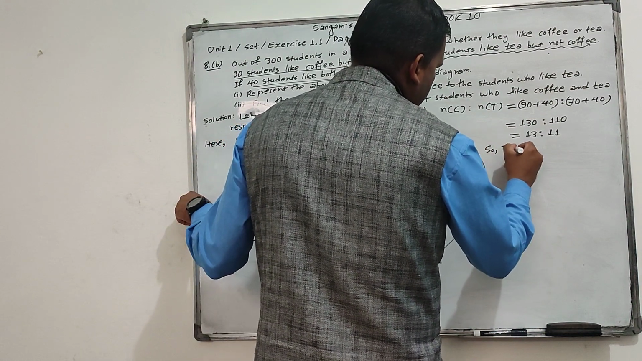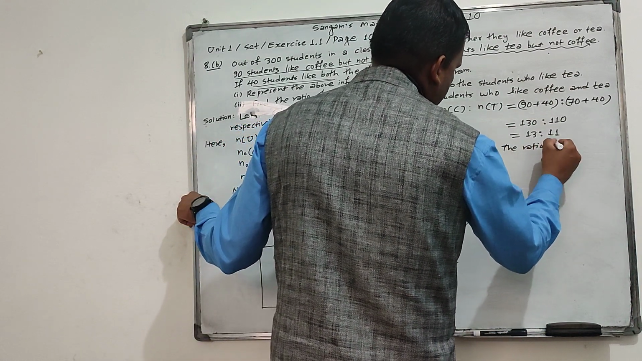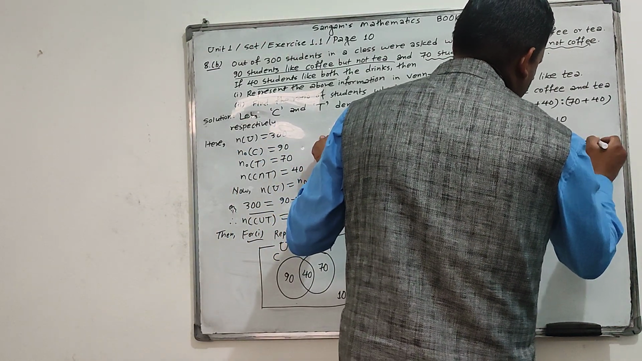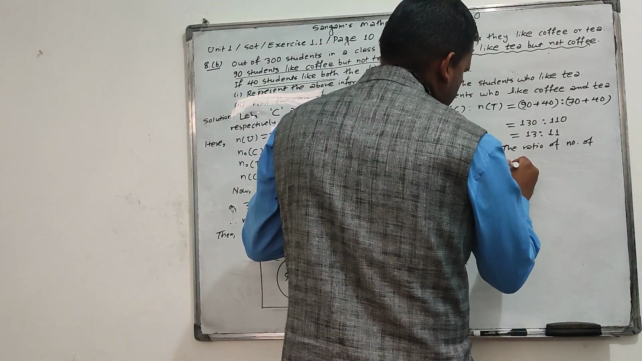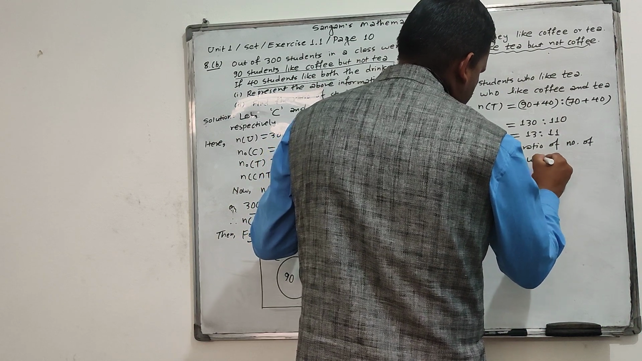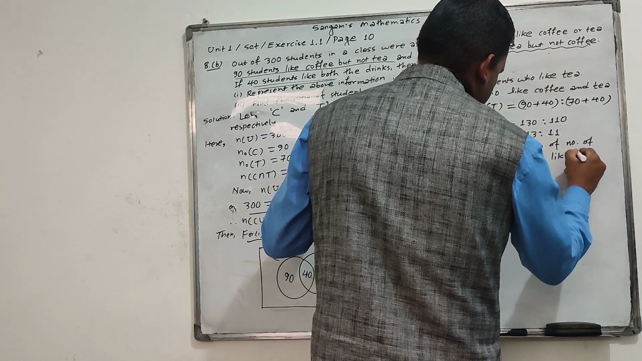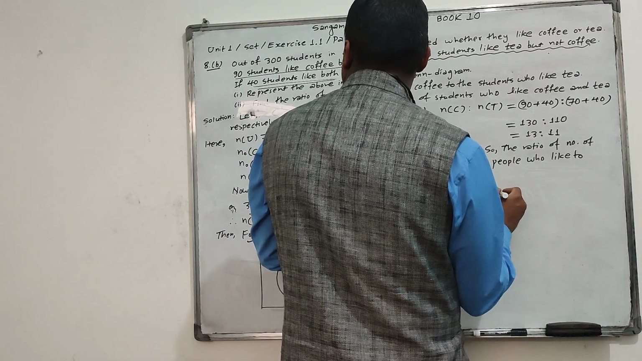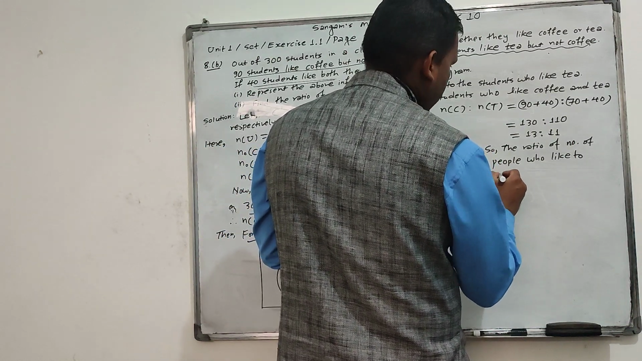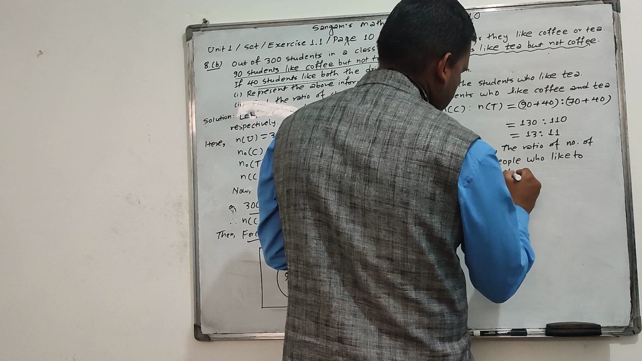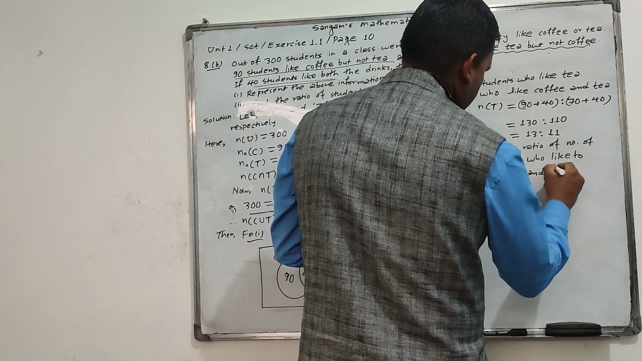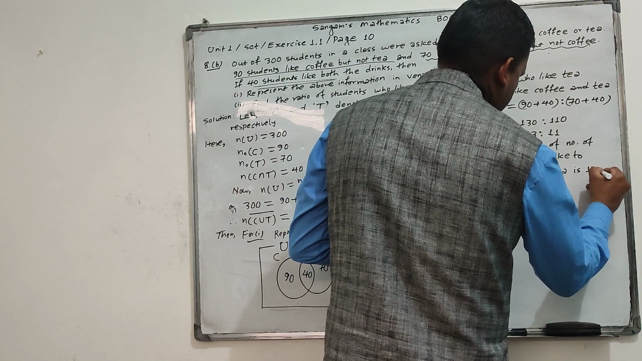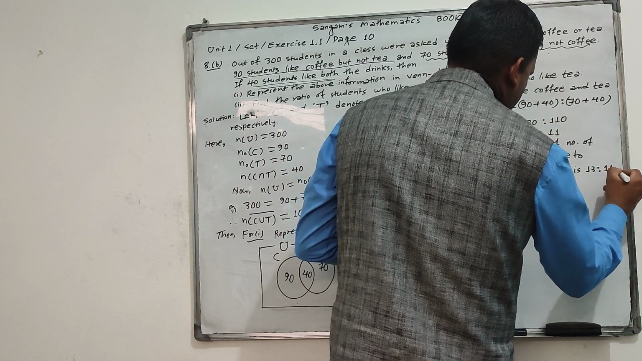So the ratio of the number of people who like coffee to those who like tea is 13 is to 11.